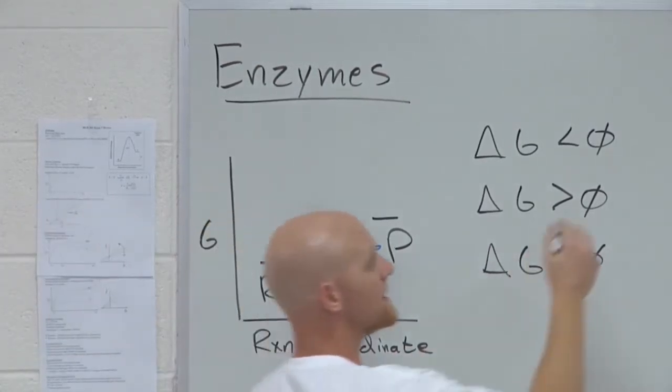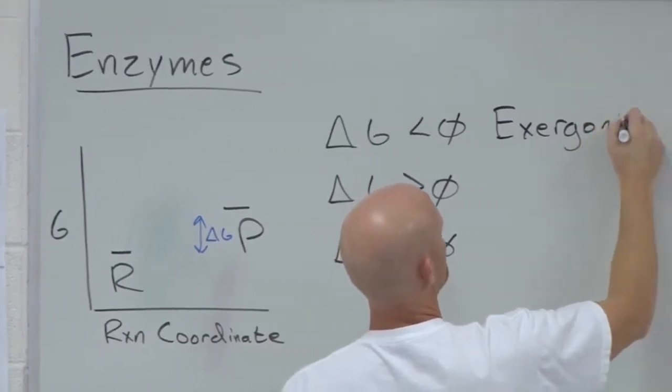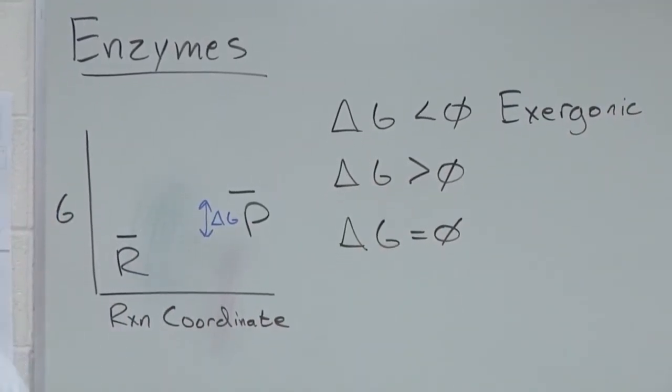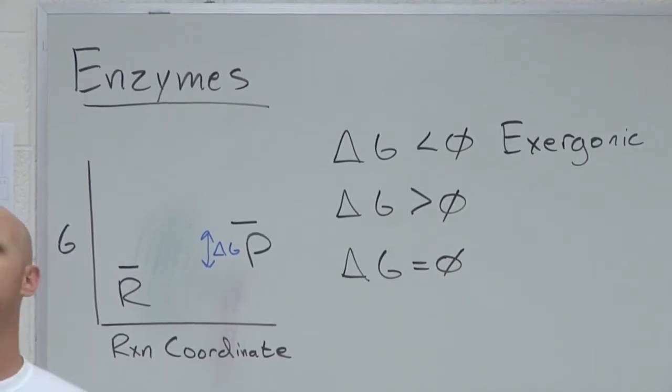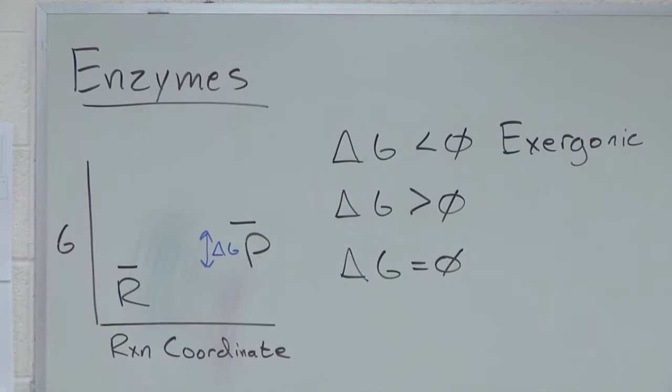So what does it mean when delta G is negative? So what we use is exergonic. What does that mean? Yeah, it's spontaneous. It will release energy as it happens. Those are the kind of reactions that are spontaneous. So exergonic is going to be synonymous for a reaction that is spontaneous.